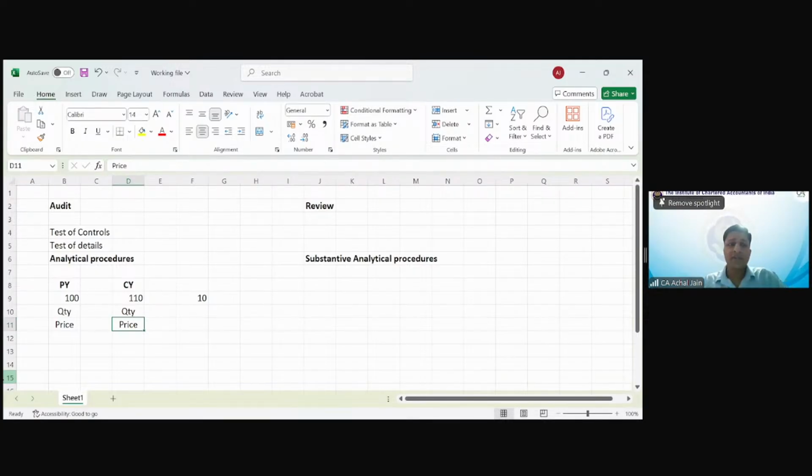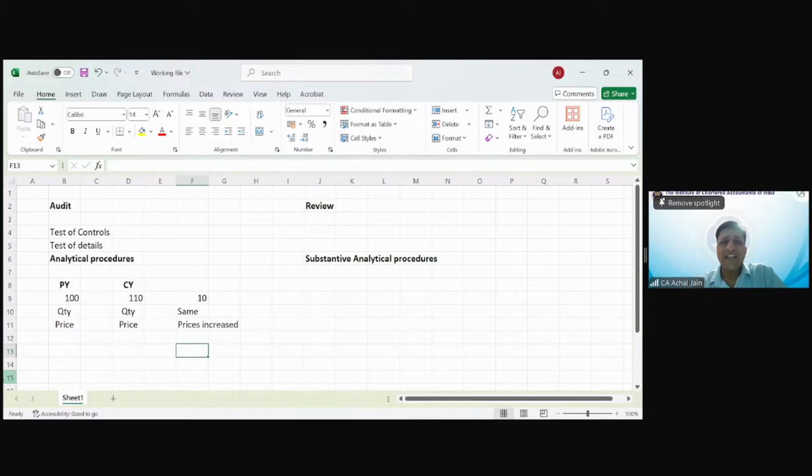Now, in this case, let's suppose quantity in both the years has remained same. Let's suppose you look at the quantity and you found that the quantity in both the years is same. So there's no change in the quantity. So why did this sale go up? This went up because the prices increased. Okay, so what will you do? You'll take this information from the management. You'll compare the data. You'll do this sort of analysis.